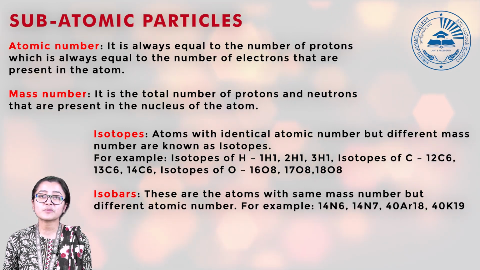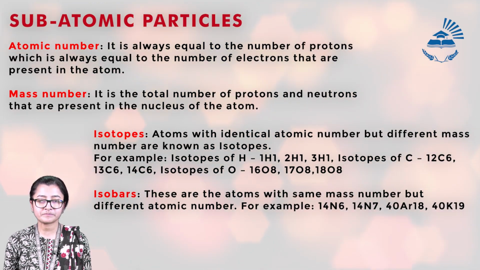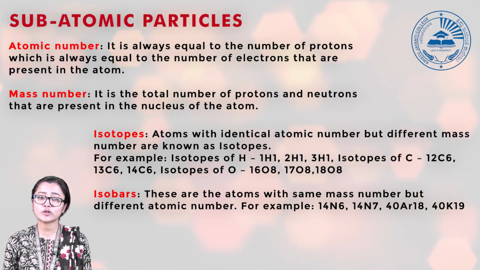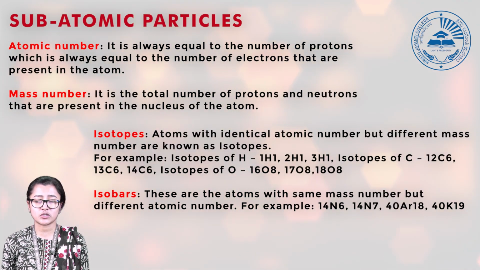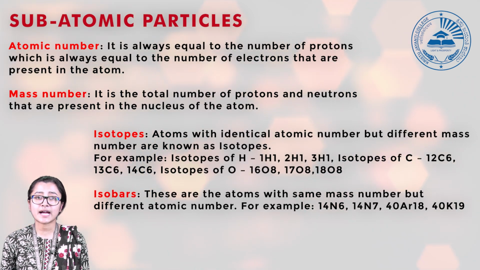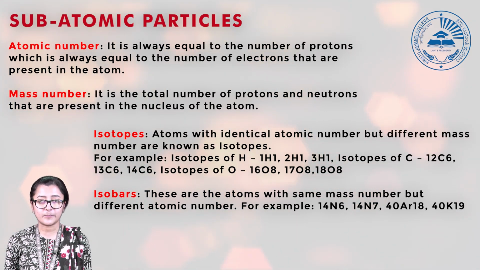Isotopes are atoms with identical atomic number but different mass number. For example, isotopes of hydrogen, isotopes of carbon, isotopes of oxygen. Whereas isobars are atoms with the same mass number but different atomic number. For example, isobars of nitrogen, argon, potassium.